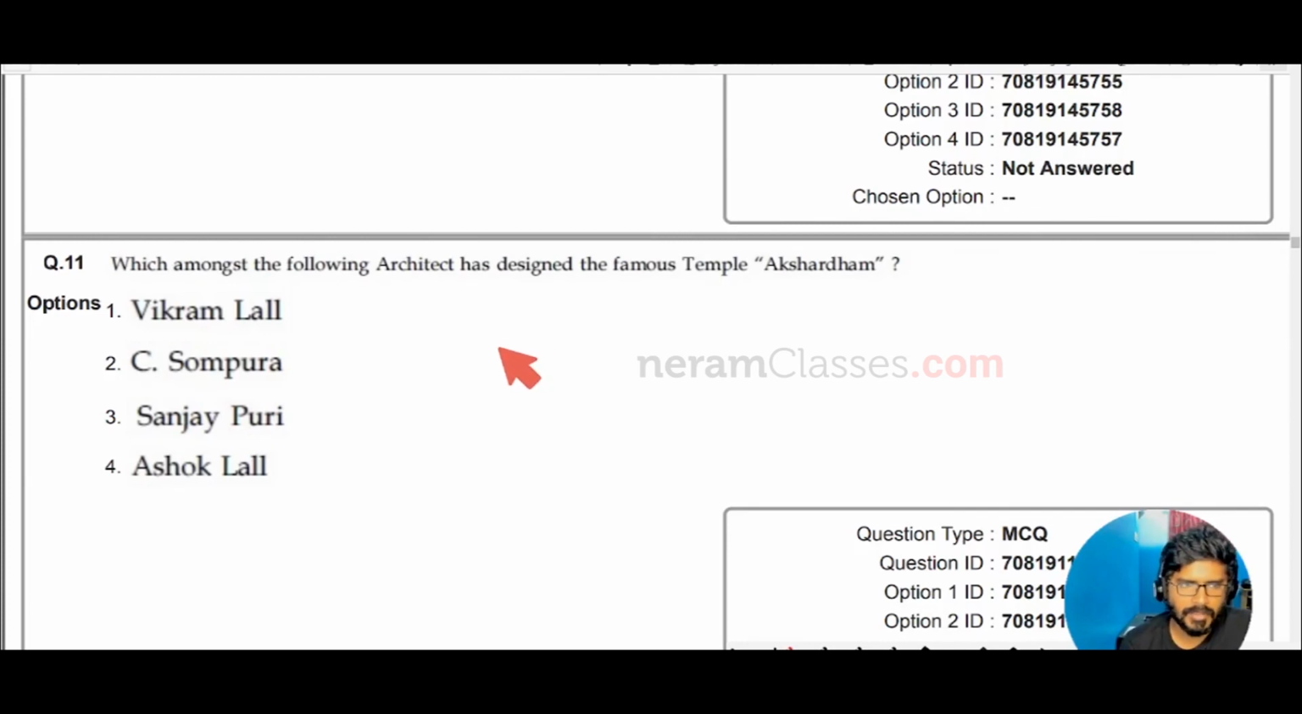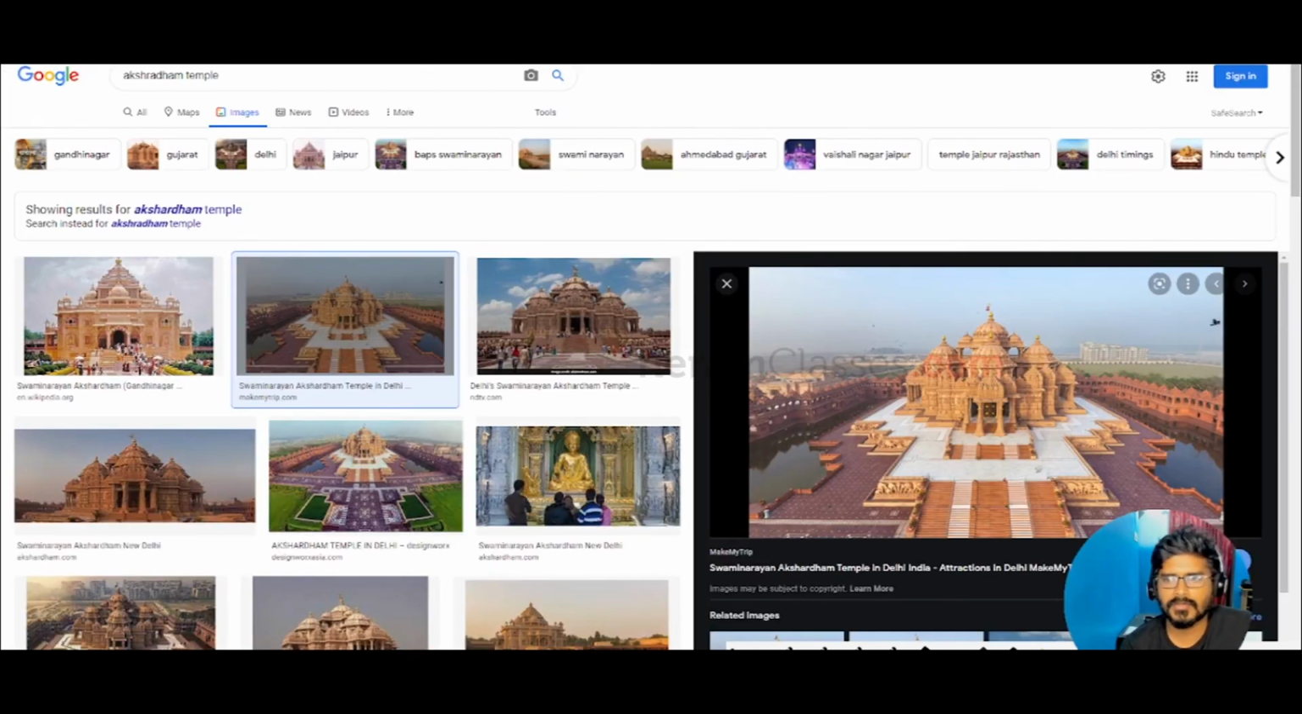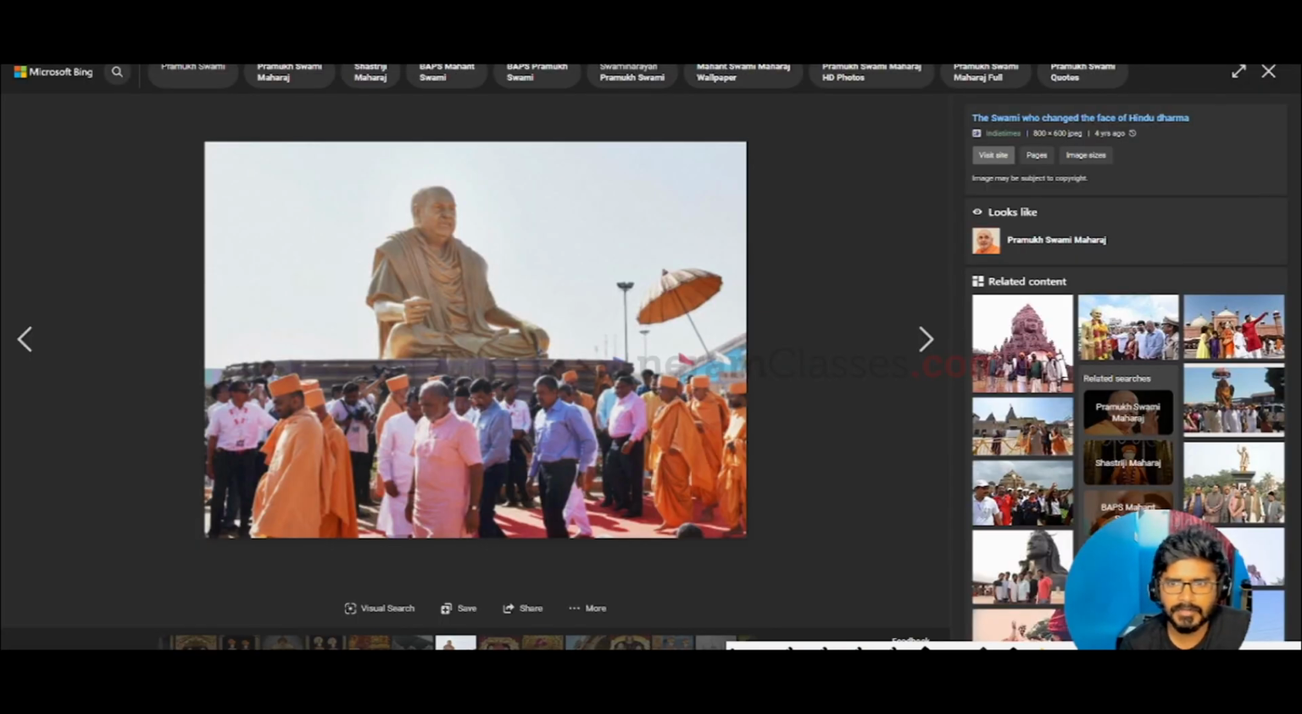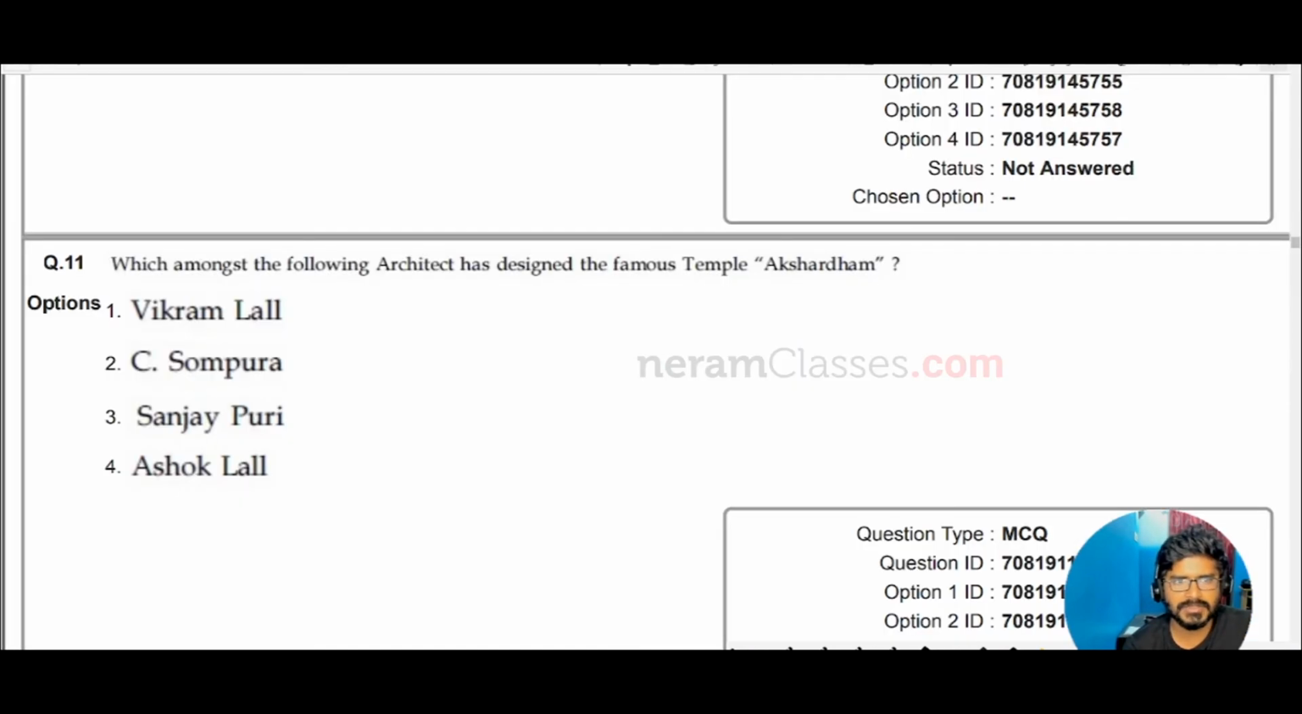Question number 11 is, which among the following architects has designed the famous temple Akshardham? I'll show you which is the Akshardham temple. So this is the Akshardham temple. This is actually designed and constructed by this person. We don't find any real image of him, but he is the architect of this. So also you should learn about the other architects, Vikram Lal, Sanjay Puri.